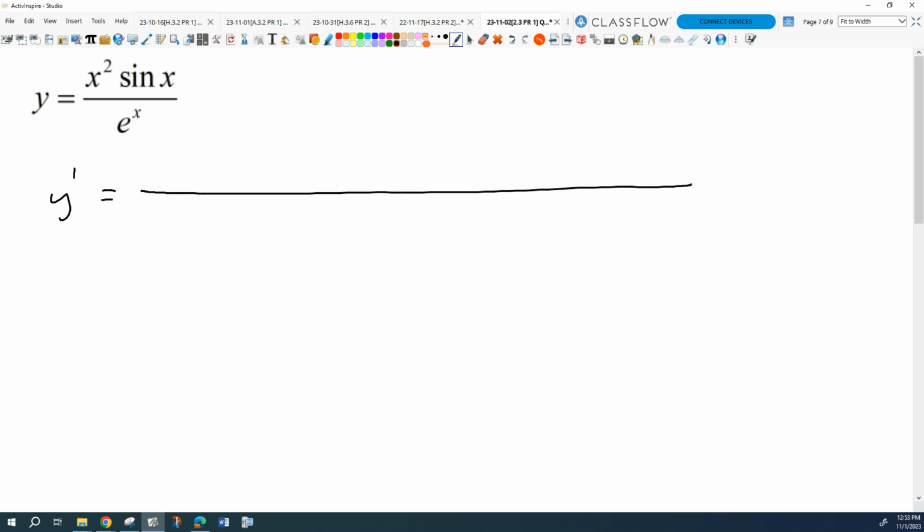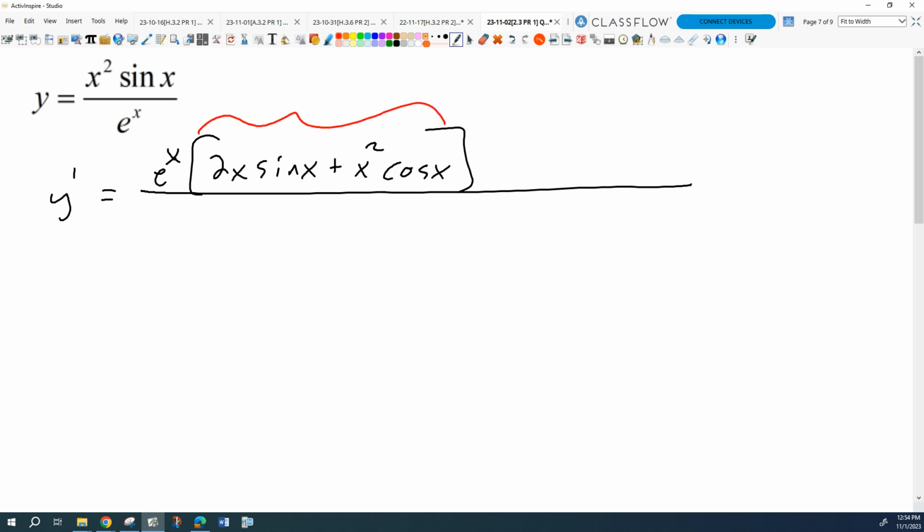So what goes first? E to the x times, and I'm going to open up a big bracket because I know I've got a product rule coming, right? Okay, so what's in my product rule here? 2x sine x. Who remembers? Derivative of sine is regular cosine, yeah. And that whole thing, that's my du, right? Okay, now what?